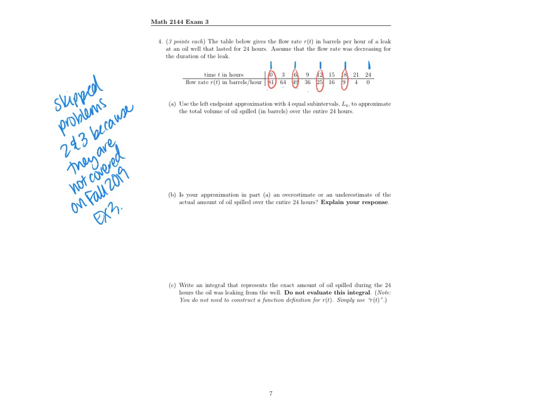Okay, so we will just start with the first interval. So the interval lasted for 6 hours, and we're going to use 81 barrels per hour. In the next 6-hour interval, we're going to use the flow rate of 49 barrels per hour. And then in the next 6 hour interval, we're going to use the flow rate of 25 barrels per hour. And then for the last 6 hour interval, we're going to use the flow rate of 9 barrels per hour. So if I compute that in my calculator, I get 984 barrels.